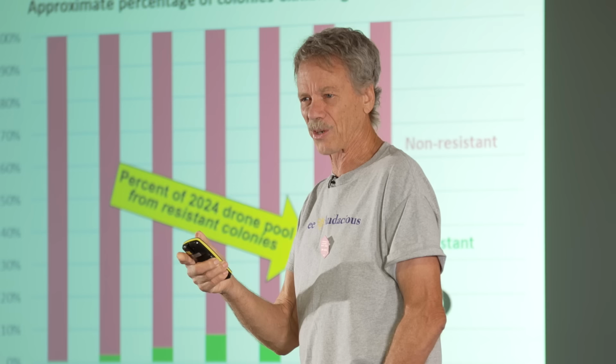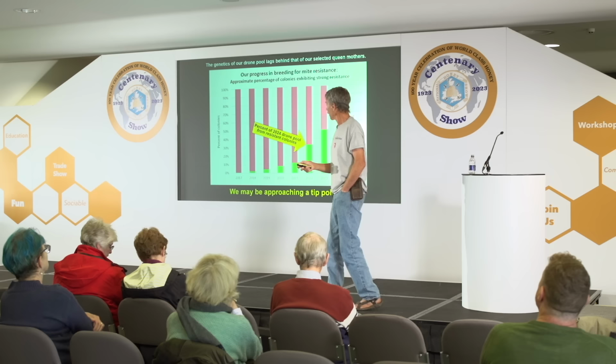So now the majority of queens will be mating with drones from a resistant colony rather than a minority of the drones coming from resistant colonies. So cross your fingers for us, okay? We're making progress, which is heartening.